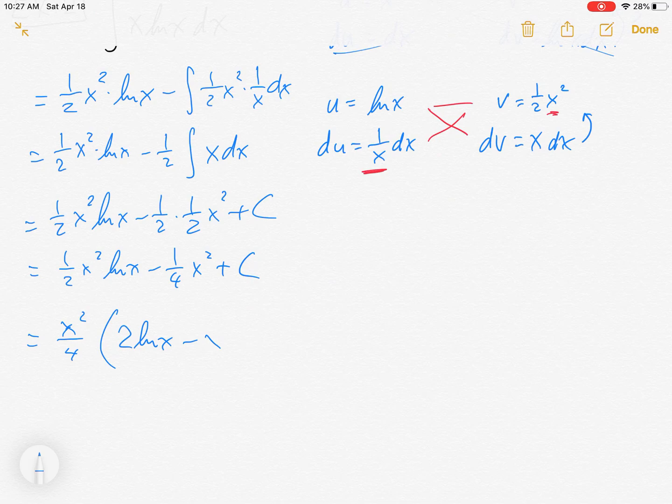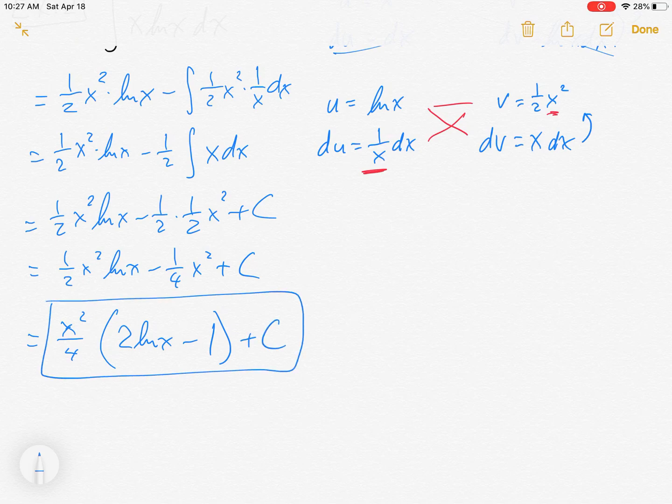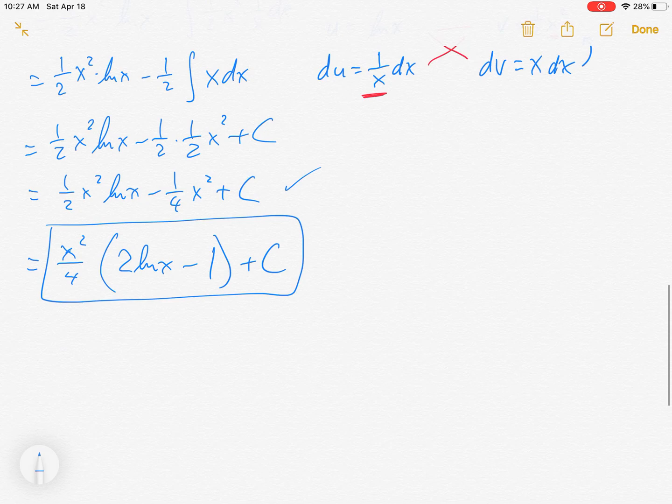Factor out x squared over 4. And this would be 2 ln of x minus, nope, minus 1 plus c. Okay, and that's okay if you left it there.